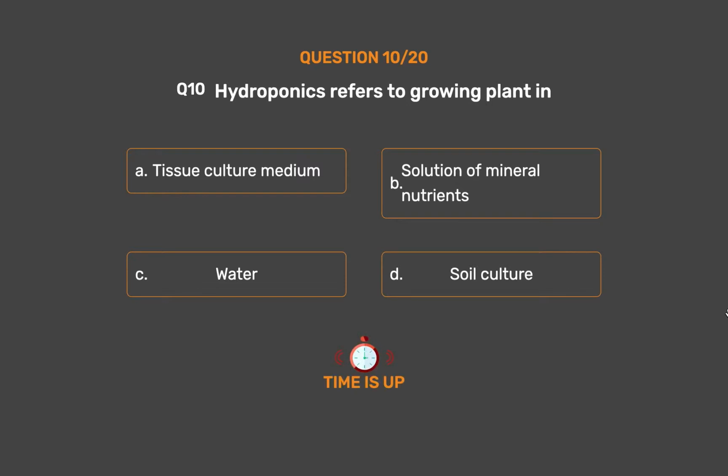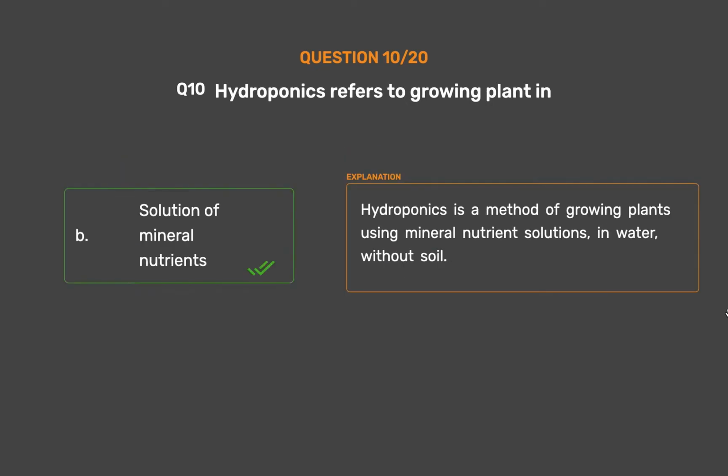The correct answer is option B. Solution of mineral nutrients. Hydroponics is a method of growing plants using mineral nutrient solutions in water without soil.